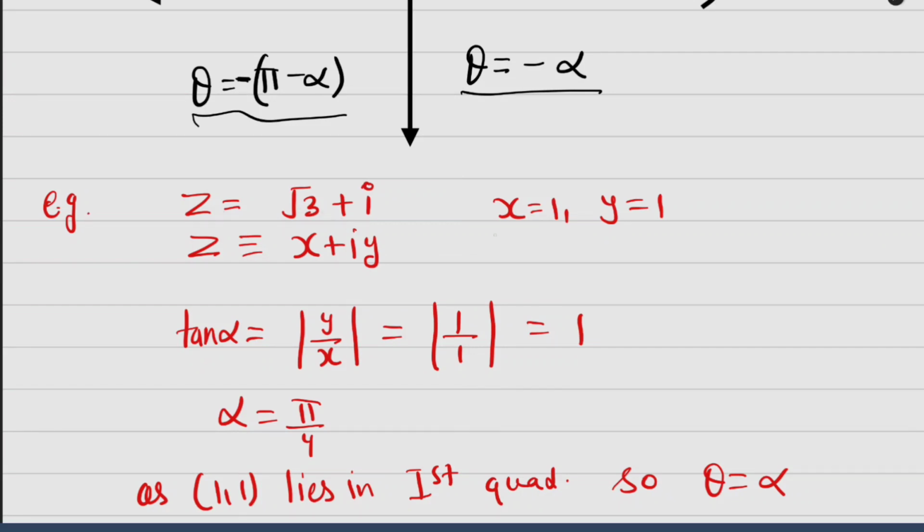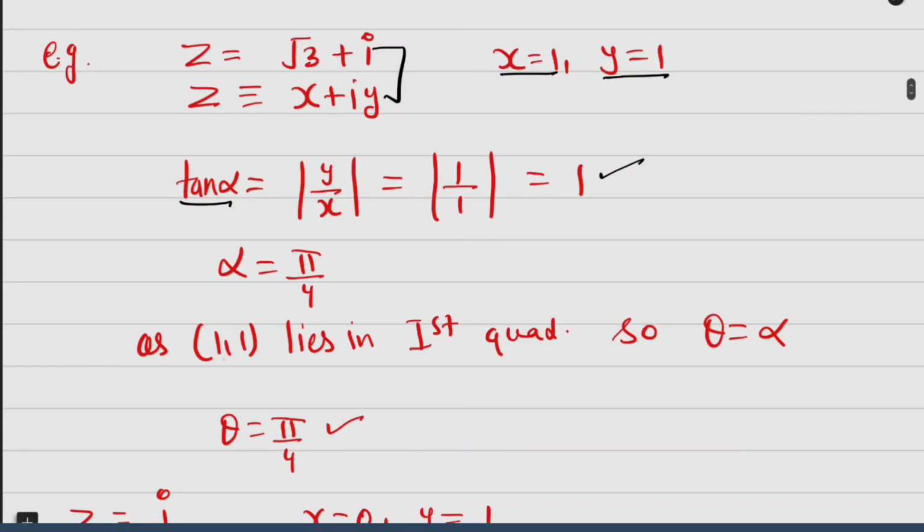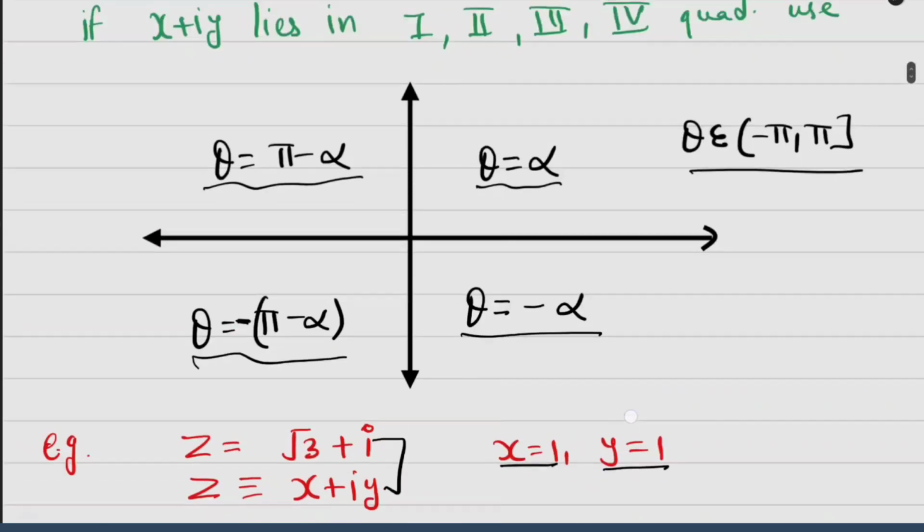Z is root 3 plus iota, where x equals root 3 and y equals 1, and we have to find the argument of that complex number. So tan alpha is modulus of y over x, and y is 1. Comparing, I get tan alpha equal to 1. So alpha is nothing but pi by 4. If tan alpha is 1, then the acute angle is pi by 4. Next step: now the point lies in the first quadrant. Both are positive, that is the x coordinate is positive and the y coordinate is positive, then theta is equal to alpha.